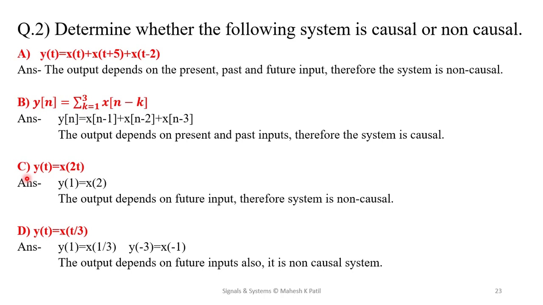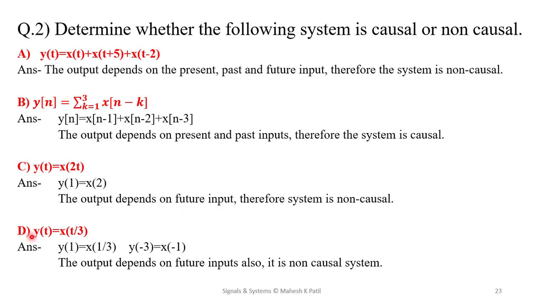Now the next system is y(t) = x(2t). If I put t = 1, it becomes y(1) = x(2). So from this our output depends on the future input. You can observe here y(1), the first instant output, is dependent on the second instant input, that is a future input. Therefore this system is a non-causal system.